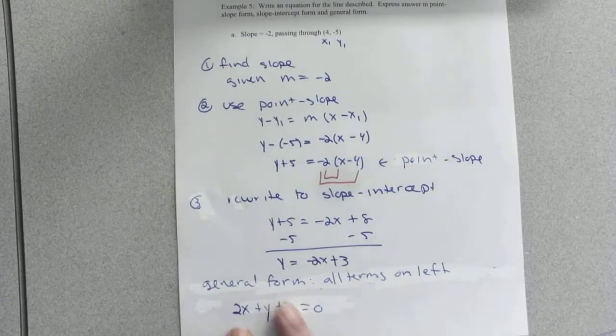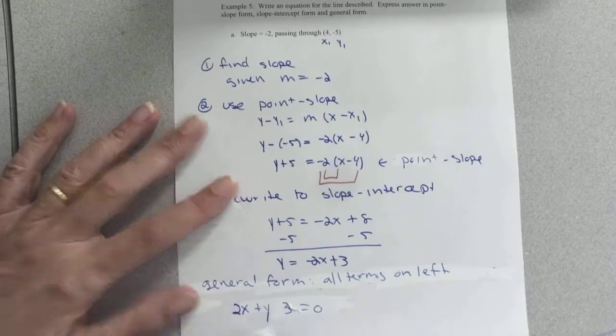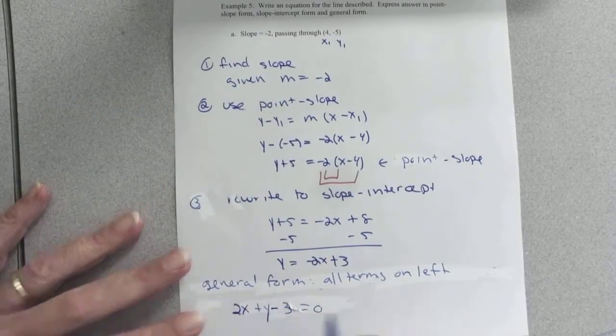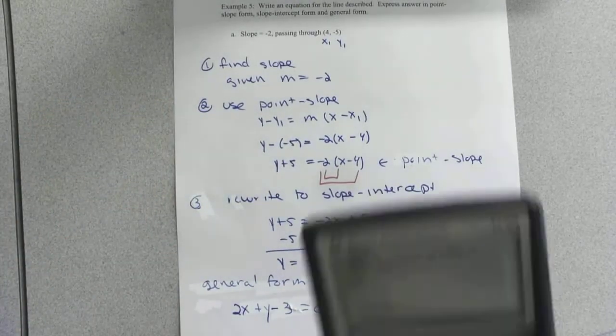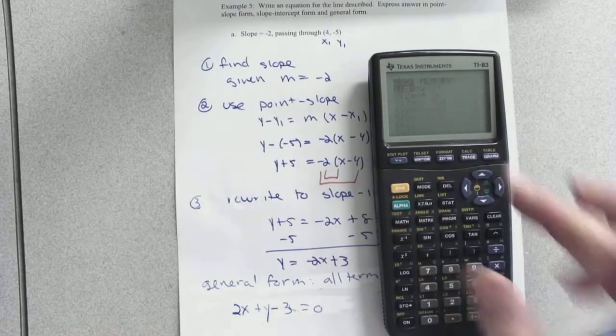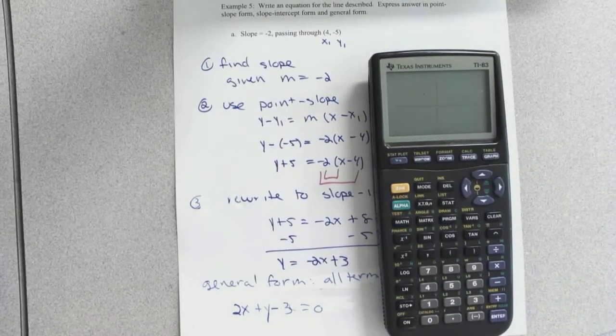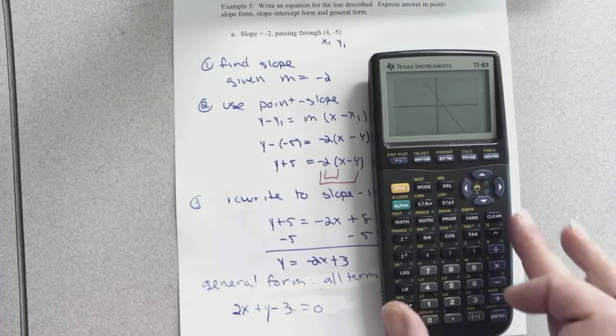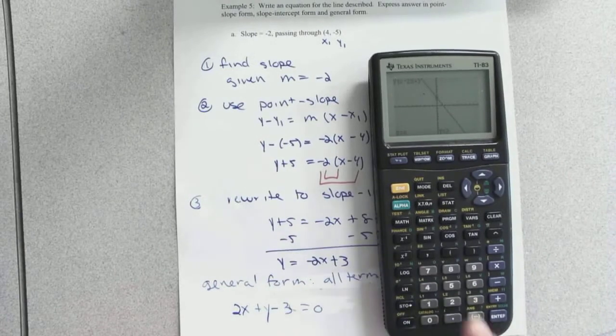And so then changing that over into my general form, when I move the 3 to the other side, it should be -3. Now let's check that answer. So instead of -3, we think now it should be +3. Zoom 6. There's my line. Trace. X equals 4. So put the 4 in there, hit enter.